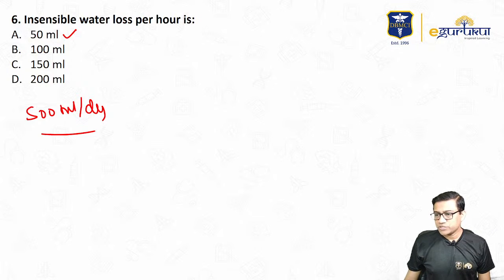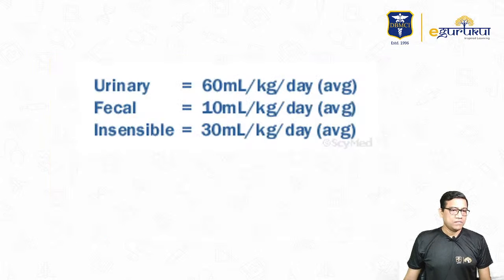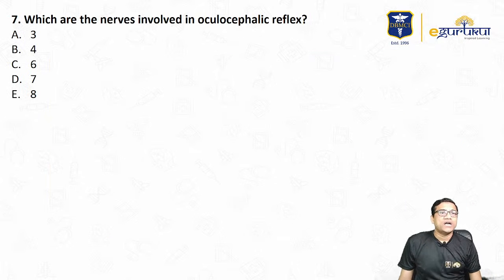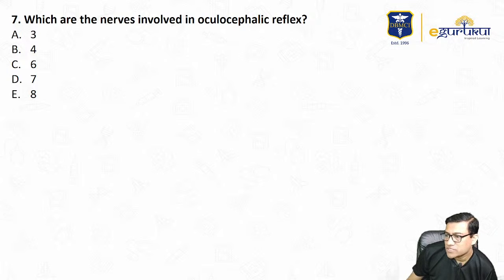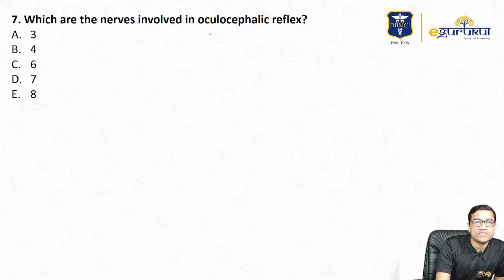Let's see the next question. Which are the nerves involved in the oculocephalic reflex? What is the other name of this reflex? Doll eye reflex, also called the doll's eye.